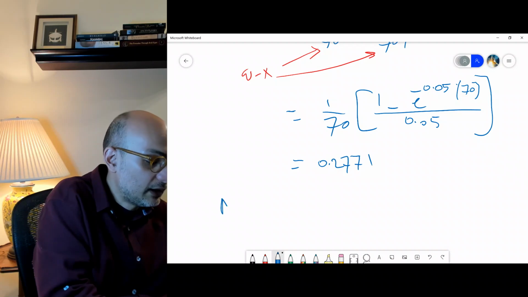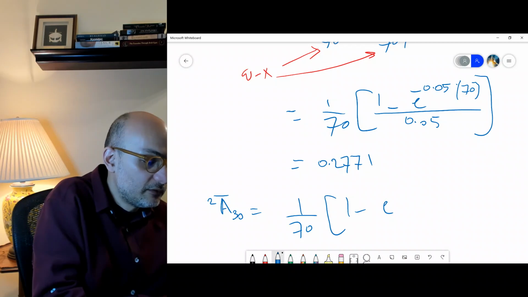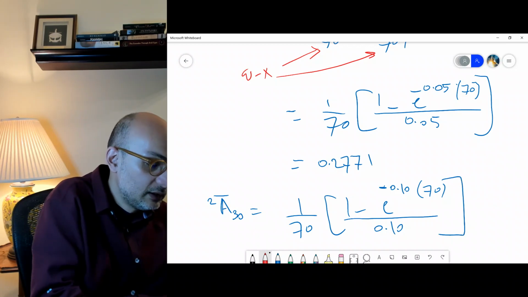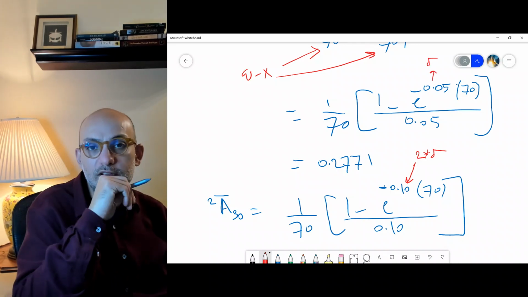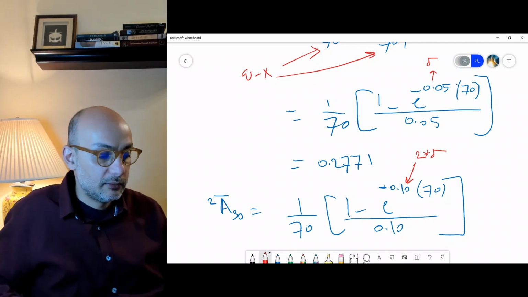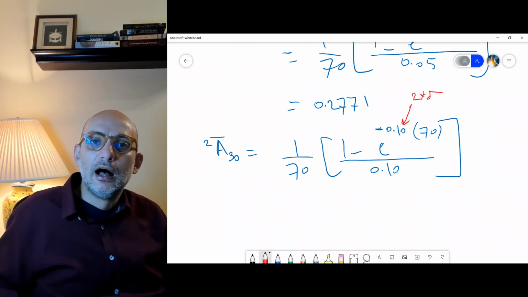Now, what if you want to calculate the second moment, A30 with the 2 on top? Same logic, there is nothing changed. 1 over 70 and multiply by 1 minus e to the minus 2 delta times 70, divided by 2 delta. I want you to see here, this is 2 times delta, here is delta, right? Do you see the logic here? All you need to do for the second moment is multiply delta by 2. That's why it's important to memorize this formula, because then you don't need to keep calculating it.